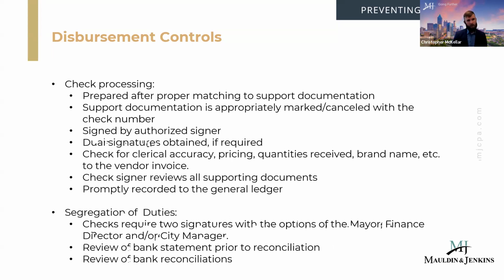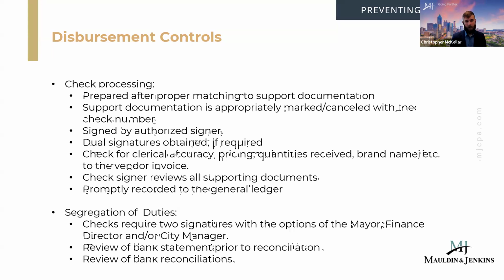All right, check processing disbursement controls. Checks are prepared after proper matching to supporting documentation. Supporting documentation is appropriately marked with canceled and has the check number. This is another way to try to catch any duplicate invoices that are coming through. Signed by an authorized signer. Dual signatures obtained if it's required, which I would suggest that you would always have dual signatures on checks.